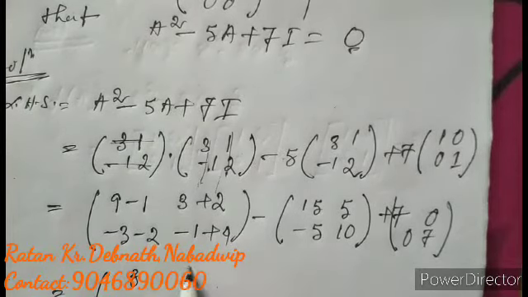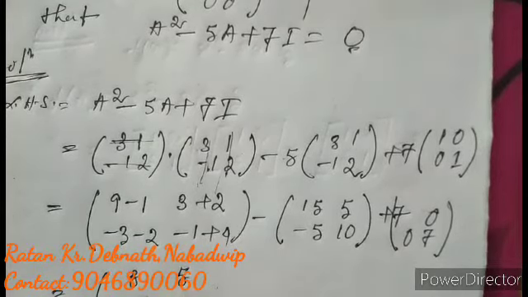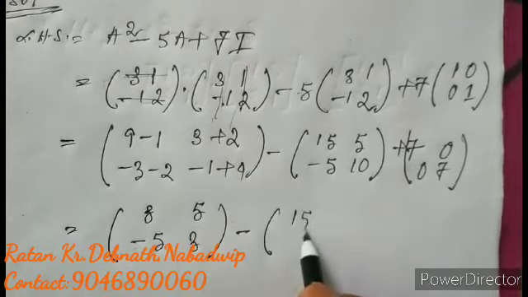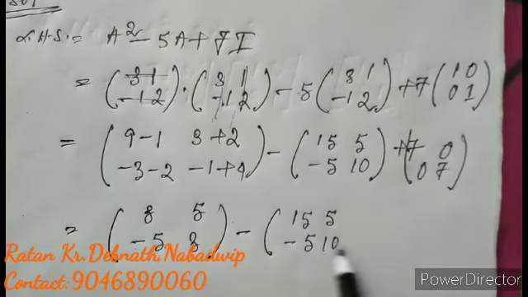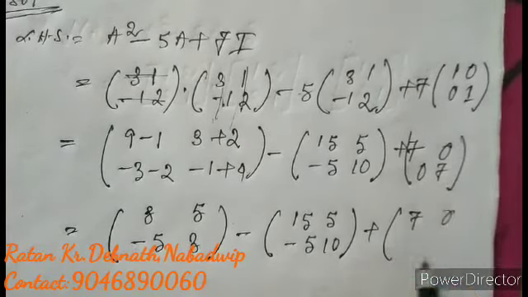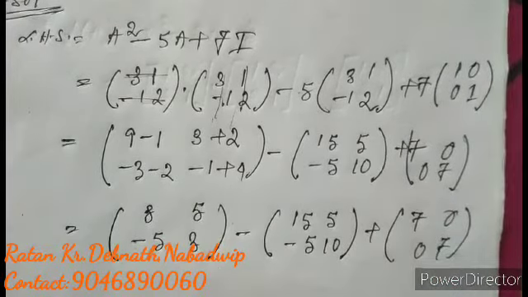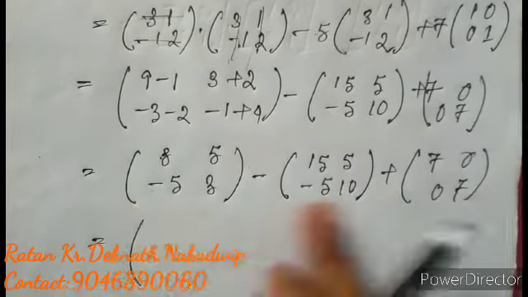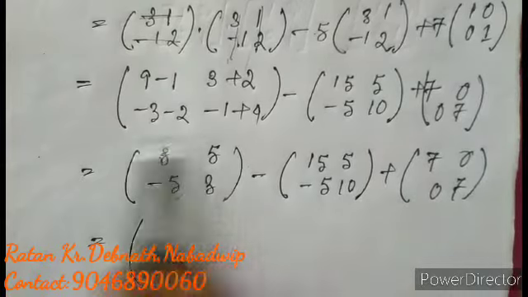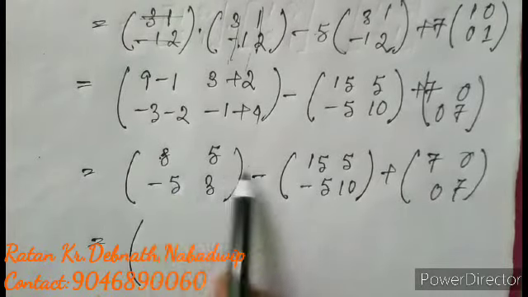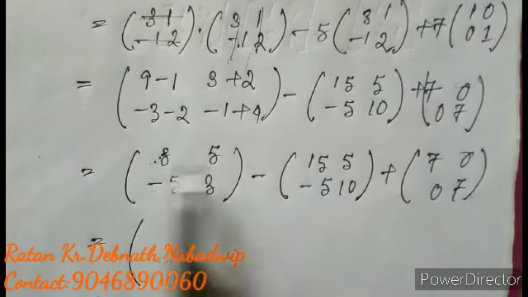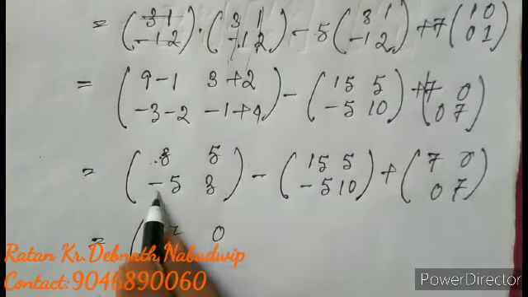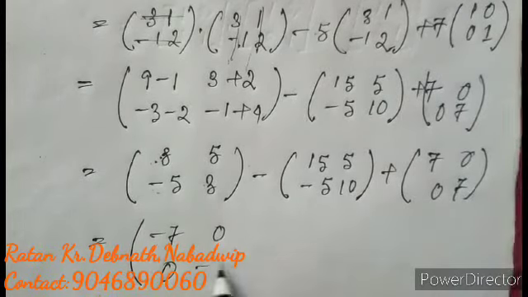8, 5, minus 5, 3, minus 15, 5, minus 5, 10, plus 7, 0, 0, 7. If we subtract this from this, that is the difference between two matrices: we subtract the corresponding elements. Minus 7, 0, this from this 0, minus 7.